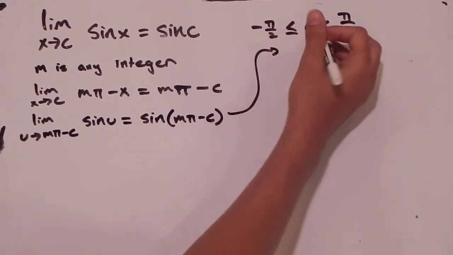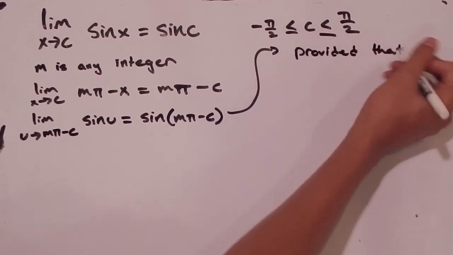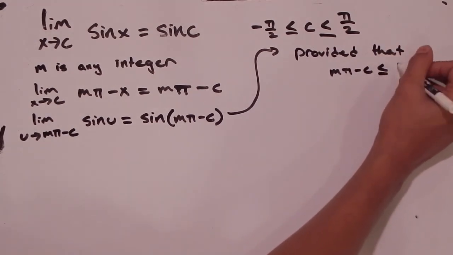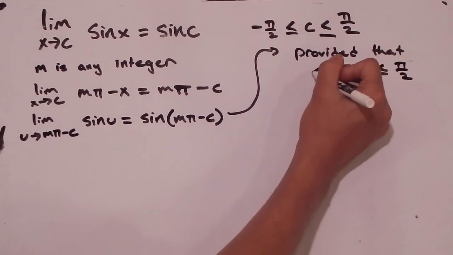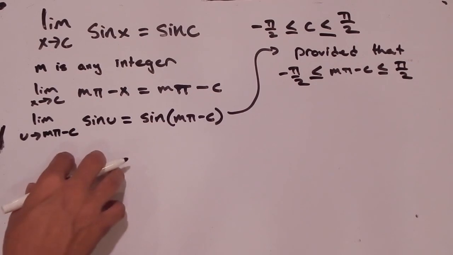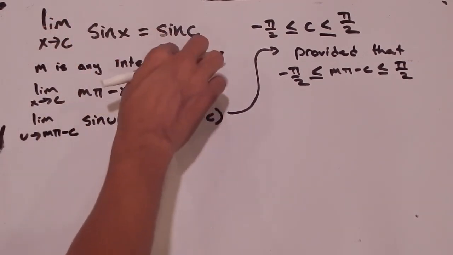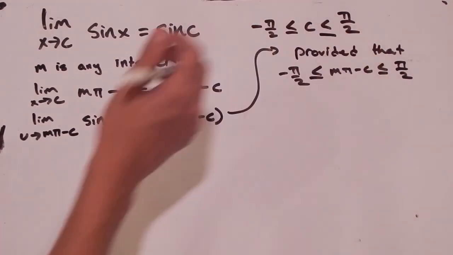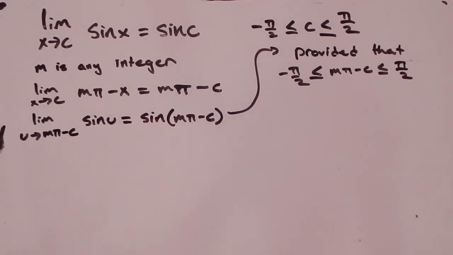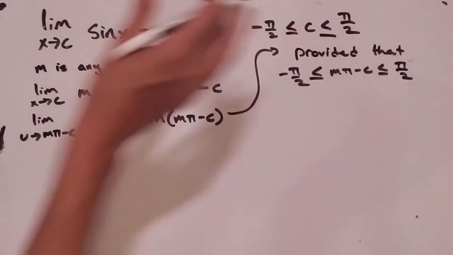And this is provided that m pi minus c is less than or equal to pi over 2 and greater than or equal to negative pi over 2. And how do we know that this limit is true, that it exists and it equals that? Well, we just showed that the limit as x goes to c of sine of x is equal to sine of c, provided that c falls in this range. So the limit as u goes to m pi minus c of sine of u will equal sine of m pi minus c, provided that m pi minus c falls in this specific range. That's what we just proved.